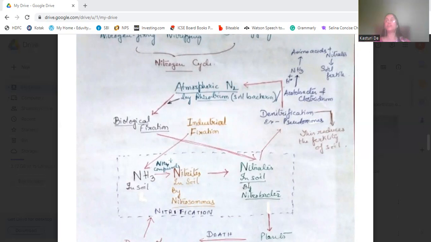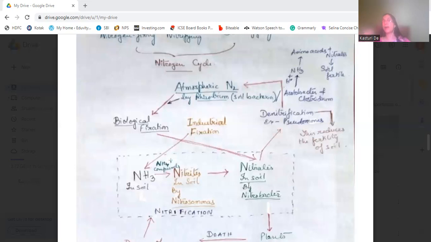This is done by nitrobacter. Then azotobacter or clostridium, these are also two bacteria which take the hydrogen which is present in the air, and it combines with ammonia to form amino acid.